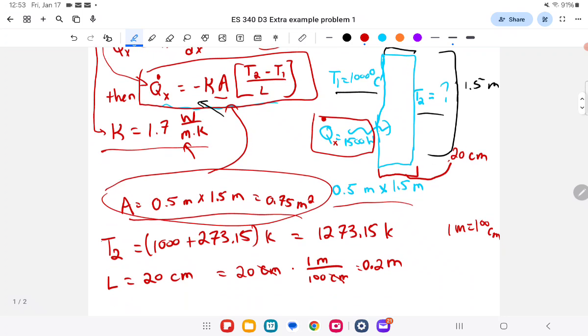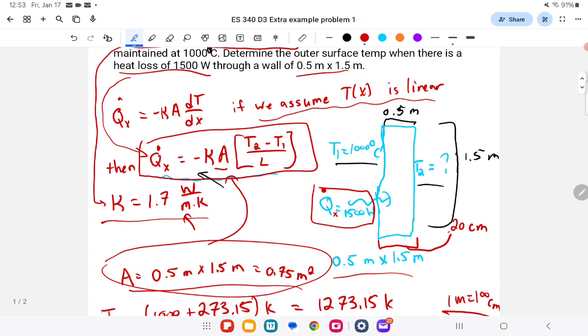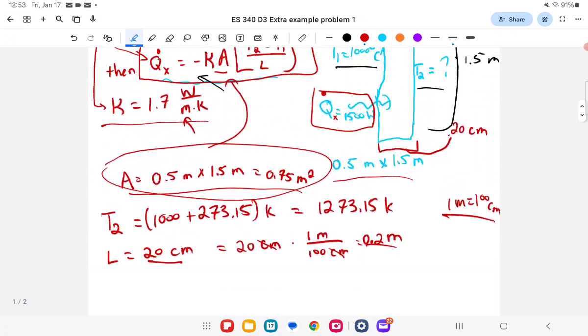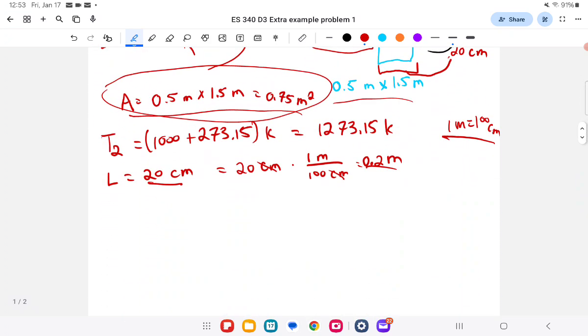So if we do a conversion here, 20 centimeters is the same thing as, well, we know 1 meter is equal to 100 centimeters. So we can use that as a conversion. 20 centimeters times 1 meter per 100 centimeters. So we get 0.2 meters. Now we've made all of the conversions that we're going to need to, so we can actually start substituting in.